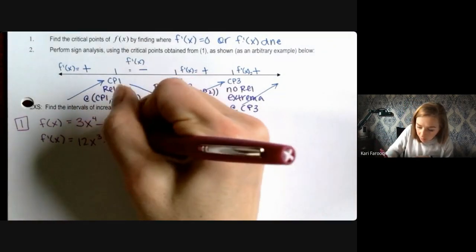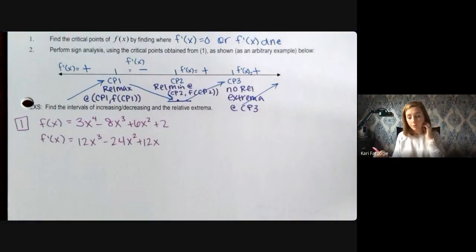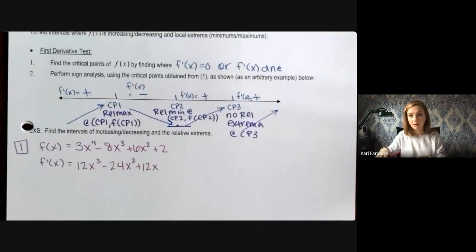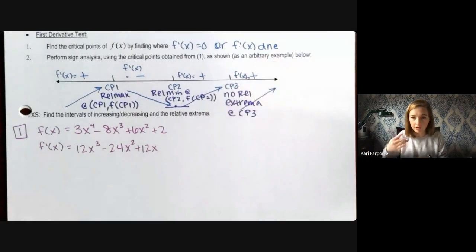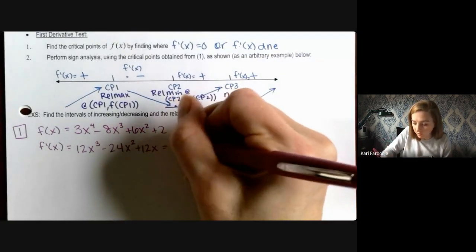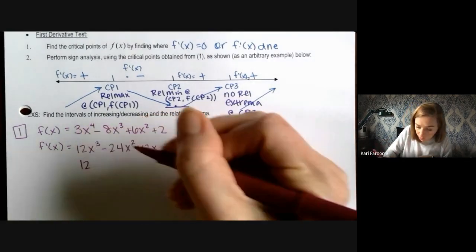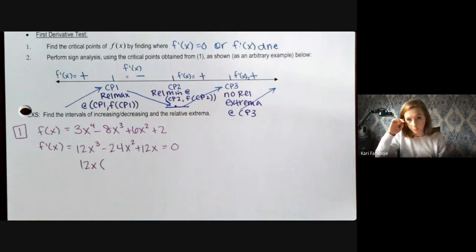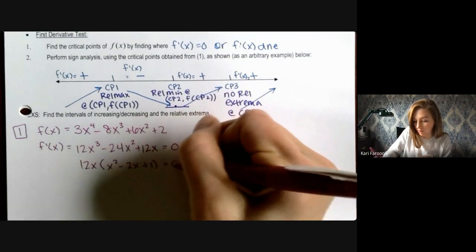We'll get 12x cubed minus 24x squared plus 12x. And we're going to take the first derivative and set it equal to 0. We're going to use the first derivative test and perform some sign analysis here. Again, it's a polynomial. It's never going to have a derivative that does not exist. But we can at least find places where the first derivative equals 0. To do that, we're going to have to solve the polynomial equation. If you can factor it, do that. In this case, I have a GCF of 12x that I can factor out of each term. And that leaves me with x squared minus 2x plus 1 equals 0.